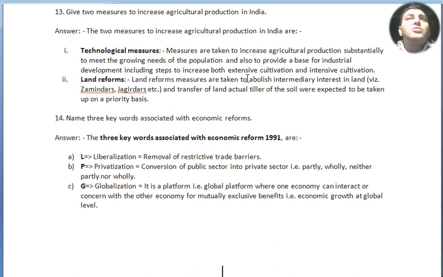Name three keywords associated with economic reform. The three keywords associated with economic reforms are: point number A, liberalization, removal of restrictive barriers. Point number B, P stands for privatization, conversion of public sector into private sector, that is partially, wholly, neither nor partially. G stands for globalization. It is a global platform where one economy can interact or concern with the other economy for mutually exclusive benefits, that is economic growth at global level.